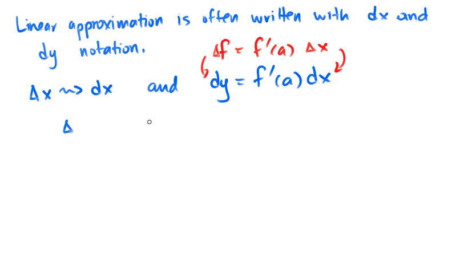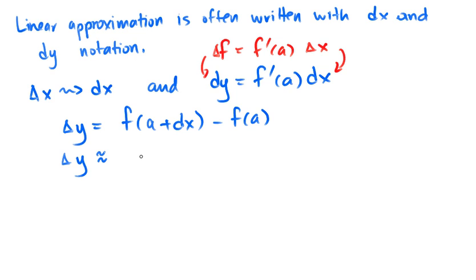Notice that delta y is, you take your larger y value, and instead of delta x, it's dx, and you subtract away your smaller one. So the change in y is equal to that equation. And the change in y is, as we said, approximately dy.